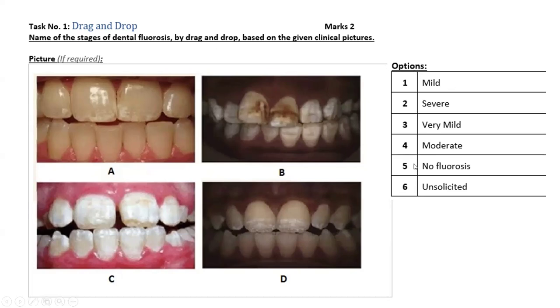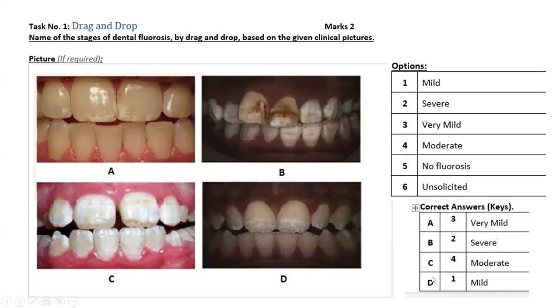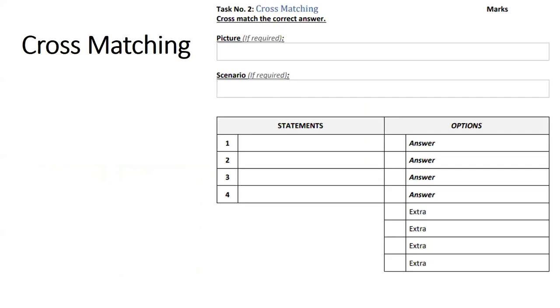Okay, so options are here. There are 4, they have given 6, and this is the key. In this way, you have to put the key. I hope drag and drop is easy and you understood it. If you do not understand it, let me know. We can have another session.